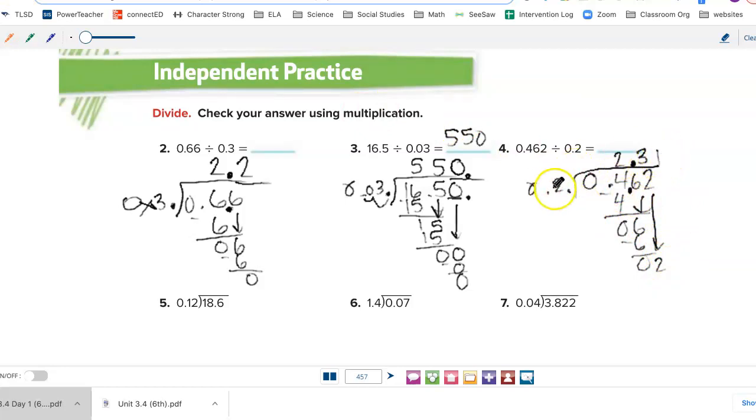Sorry about that. And then 1 times 2 is 2, so when I subtract, I get 0 and I'm done. So 2 31/100ths.